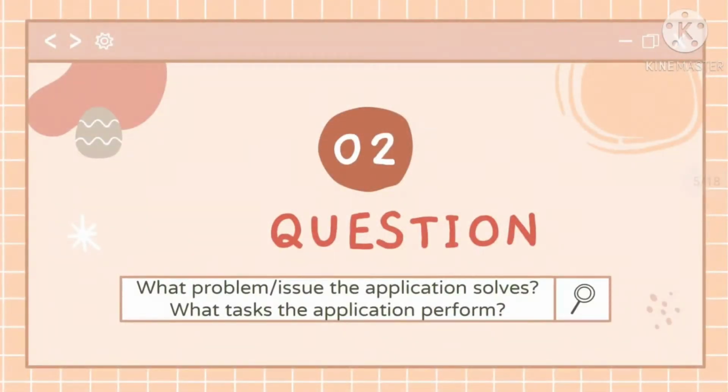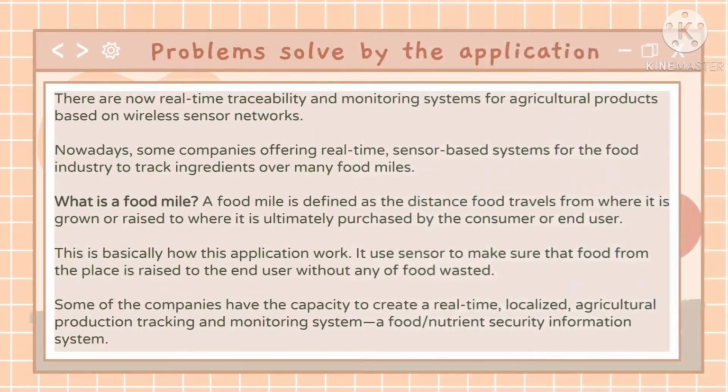What is the problem or issue the application solves, and what does the application perform? There are now real-time traceability and monitoring systems for agricultural products based on wireless sensor networks. Nowadays, some companies offer real-time sensor-based systems for the food industry to track ingredients over many food miles. What does food mile mean? A food mile is defined as the distance food travels from where it is grown or raised to where it is ultimately purchased by the consumer or end user.